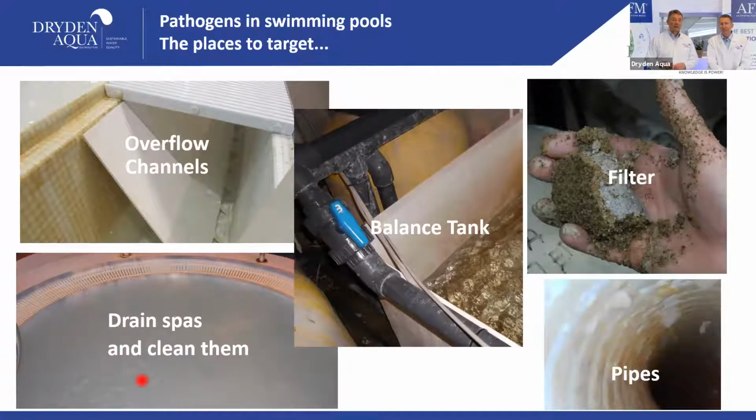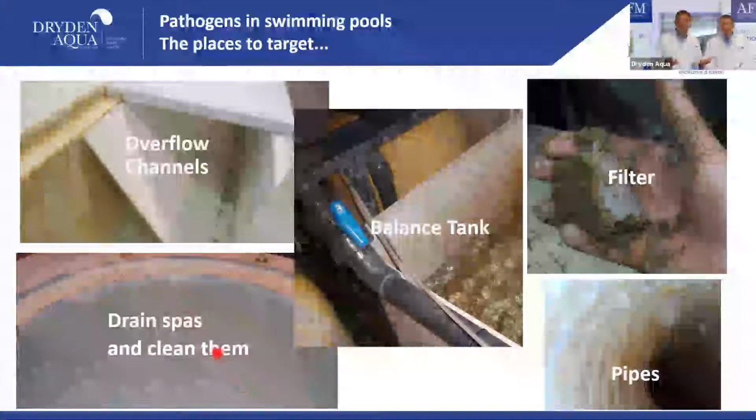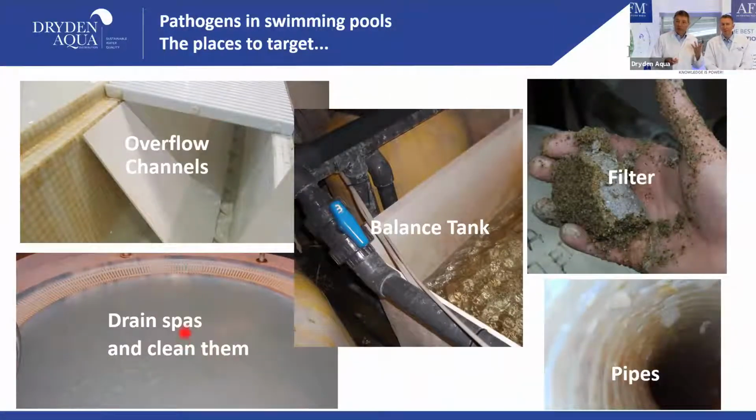And then here you see this spa where Philip said, empty it and clean it. You see the water is not clean. It's not clear. Clear water is safe water. Here you have biofilm. This is why you have this high turbidity. This is not good. You also see a little bit of biofilm here, so that has to go away.